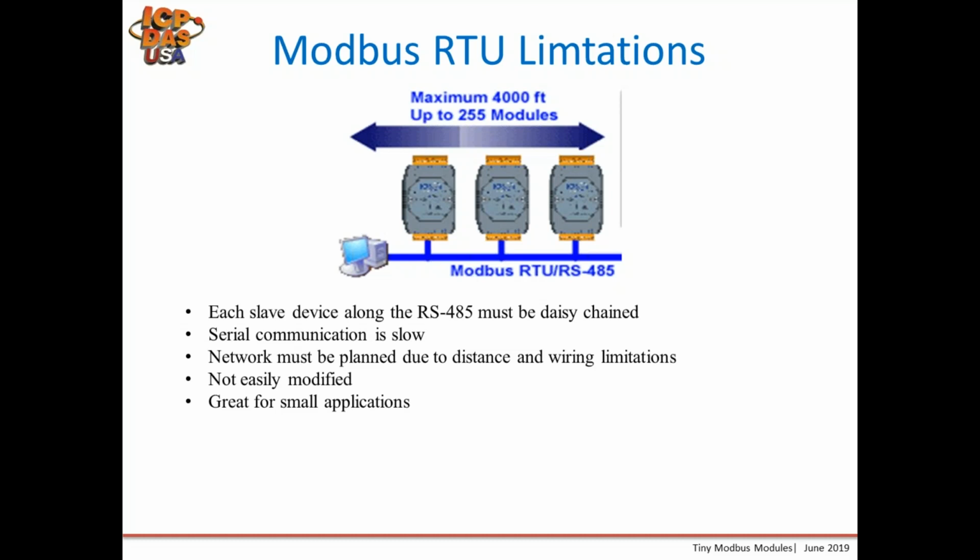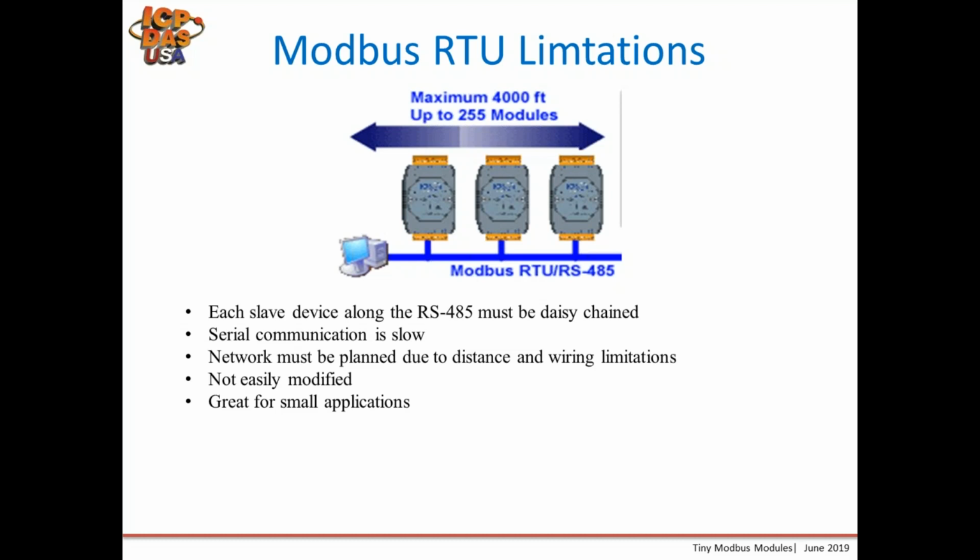Serial communication tends to be on the slow side, but for data acquisition and some control applications, slow is relative. So please consider Modbus RTU as a well-known established protocol. The network must be planned due to the distance and wiring limitations. Again, because everything must be along a single RS-485 bus.